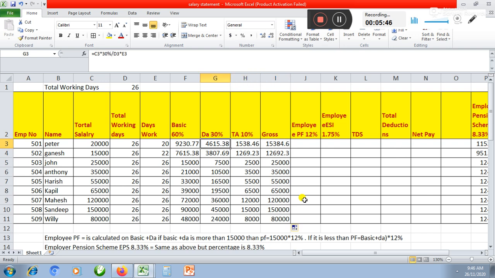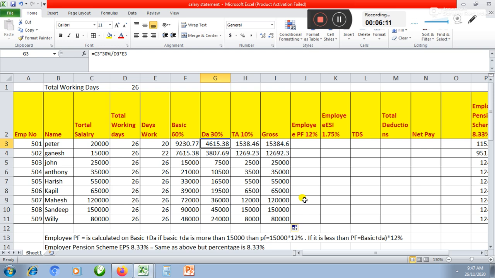Now let us go to the main topic. Remember, these calculations and everything will be done in the company. Whenever you work in the HR department, this salary statement is mostly handled by the HR department. So there the salary statement, everything will be prepared. Only thing you have to enter is the number of days worked, and if the salary is increased or decreased, you have to change accordingly. All the calculation will be done automatically.